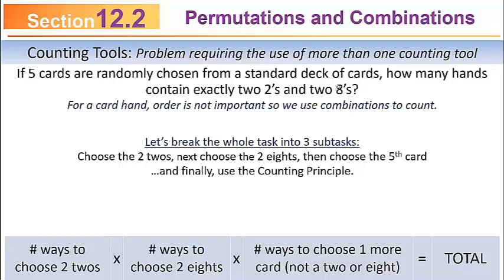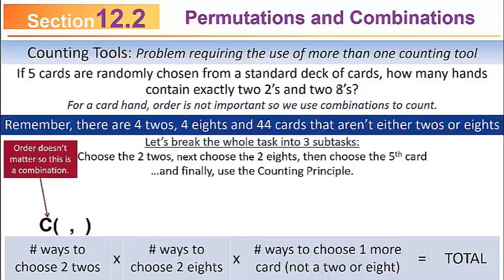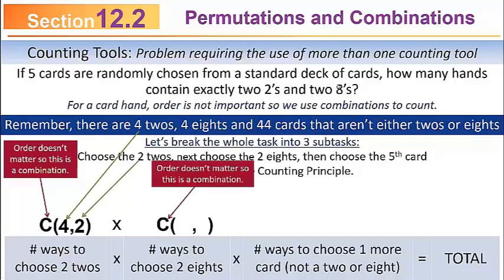That makes the 5th card that can't be a 2 or an 8, because we only want exactly 2 2s and exactly 2 8s. If that 5th card were either a 2 or an 8, we would have more than 2 2s or more than 2 8s. So going back, choosing your 2s is a combination because order doesn't matter. There are 4 2s in the deck, and we want to choose 2 of them. So that's a combination of 4 things taken 2 at a time.